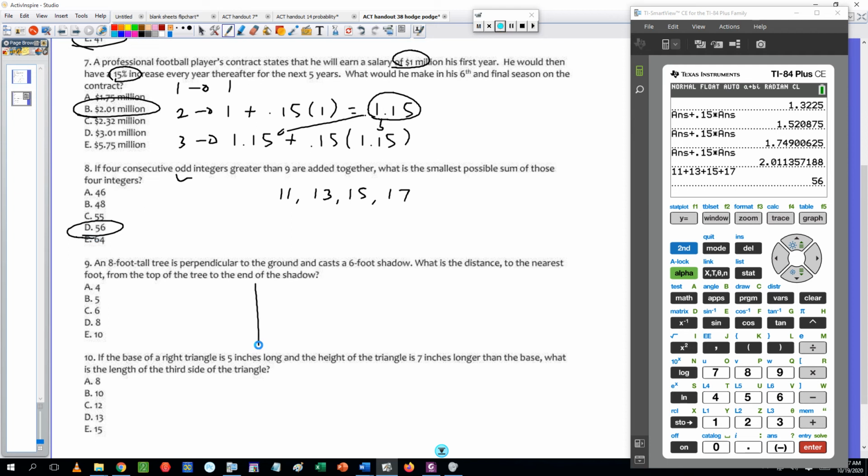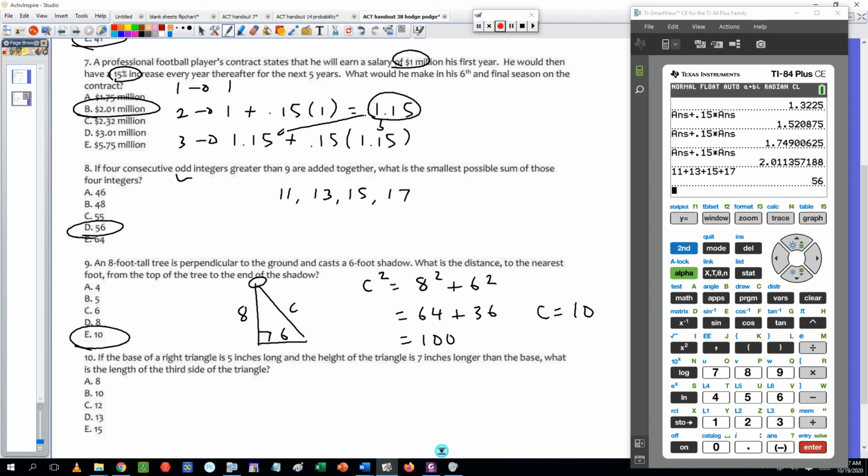An 8-foot tall tree is perpendicular to the ground and casts a 10-foot shadow. So here's my tree, here's my shadow. What is the distance to the nearest foot from the top of the tree to the end of the shadow? So I want to find this. Perpendicular, we're doing the Pythagorean theorem. C squared is equal to 8 squared plus 6 squared. 64, 36. That is 100, which would make C the square root of 100. 10. Your answer is E.